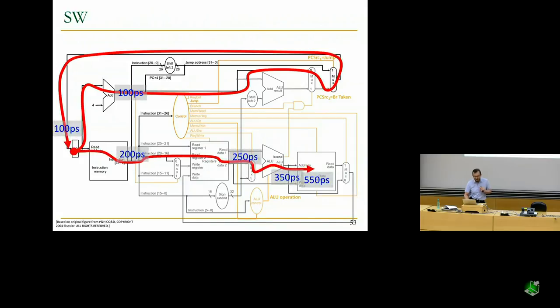Okay, store word. Store word goes through memory, but it's not as slow as load because it doesn't write to the register file, right? As you can see over here, this path is not exercised. As a result, the critical path delay of a store word is 550 picoseconds.